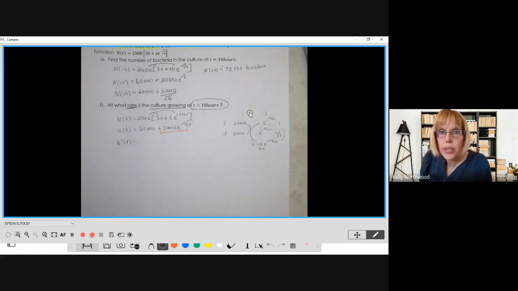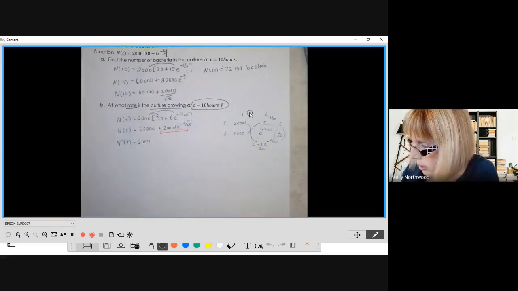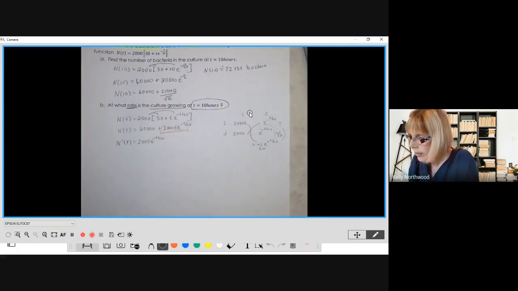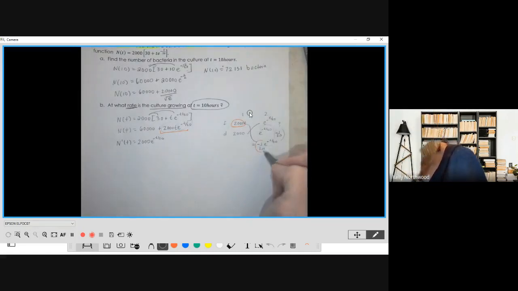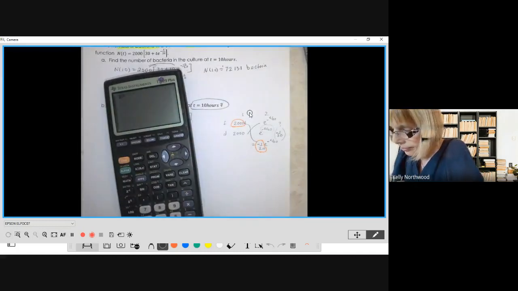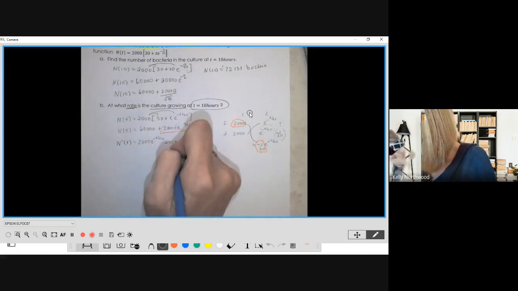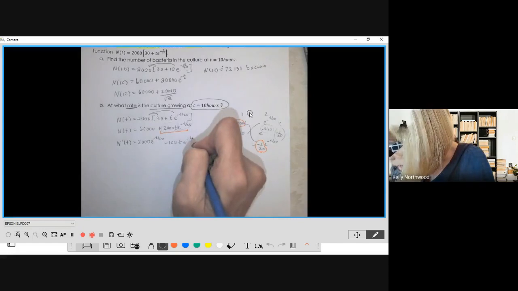So now I want to use the product rule. Derivative of the first times the second. So 2,000 e to the negative t over 20. And then notice here, when you multiply the coefficients, 2,000 times negative 1 over 20, you're going to get negative 100. So I'm going to multiply the coefficients and I get negative 100. I've still got the t, and then I've still got the e to the negative t over 20.